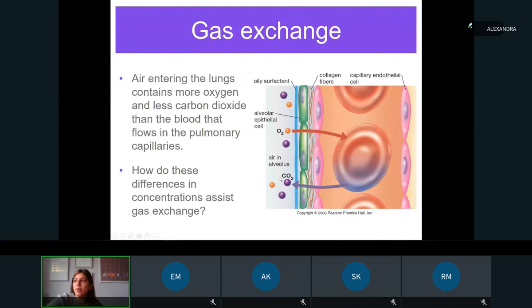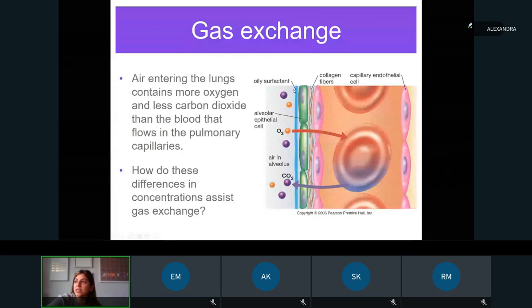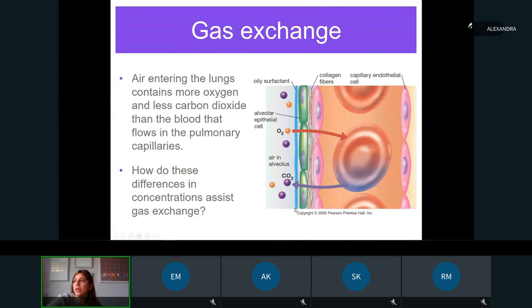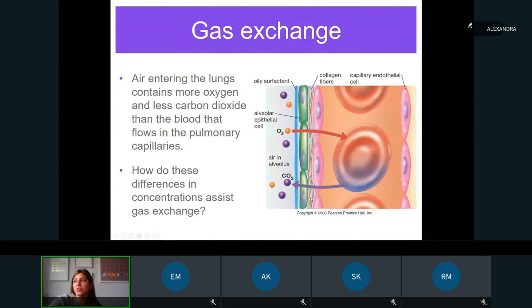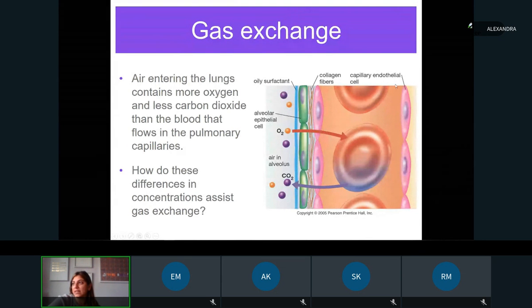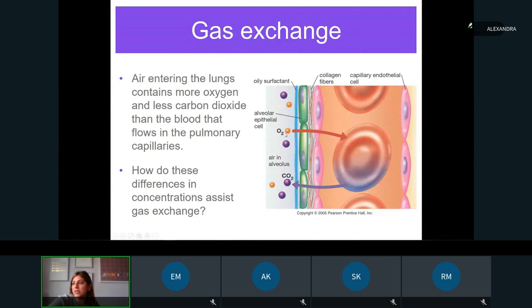then we want the carbon dioxide to flow out, right? So there's this oily surface that we talked about. We know that we've got our epithelial cells, or our outer layer cells. We've got these collagen fibers that give it the strength or the shape. And then we've got our capillary cells, right? And that's what kind of borders it, and we allow this exchange to happen.